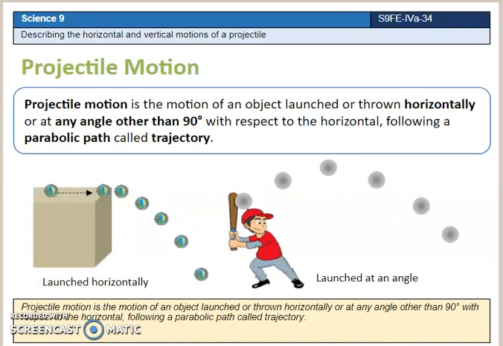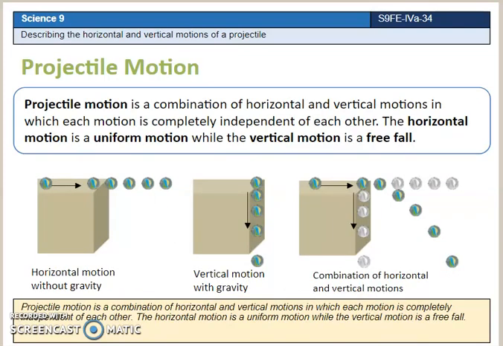Projectile motion is the motion of an object launched or thrown horizontally, or at any angle other than 90 with respect to the horizontal, following a parabolic path called trajectory. Projectile motion is a combination of horizontal and vertical motions, in which each motion is completely independent of each other. The horizontal motion is a uniform motion, while the vertical motion is a free fall.